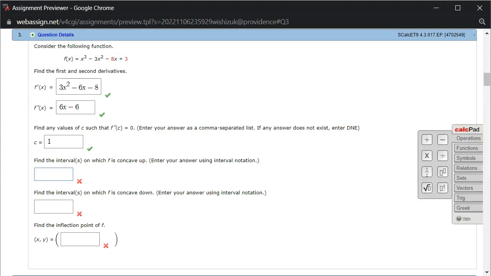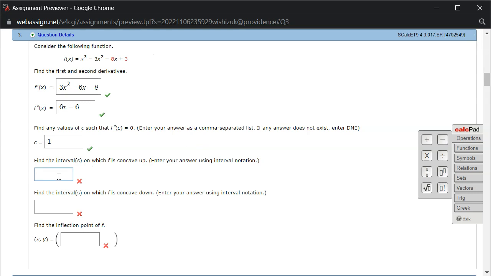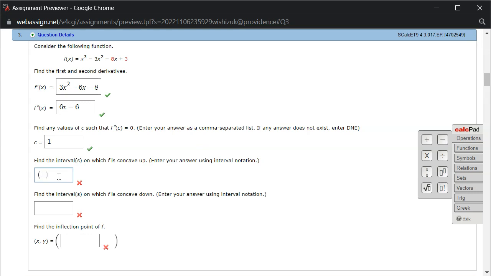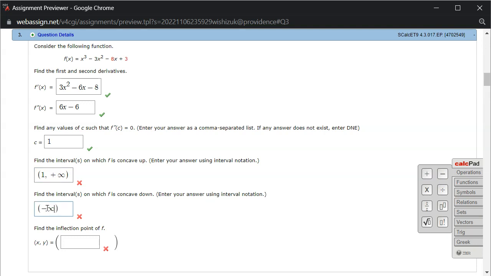Concave up is going to be, actually I forgot which one is which. Concave up after 1, right? So it's going to start from 1 and go to positive infinity. And then before 1, it's going to be negative infinity to 1. So we have that. And the inflection point is going to be at 1.